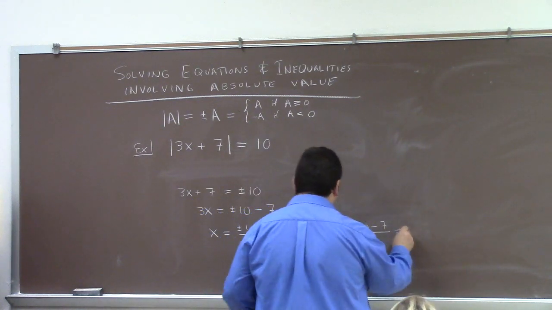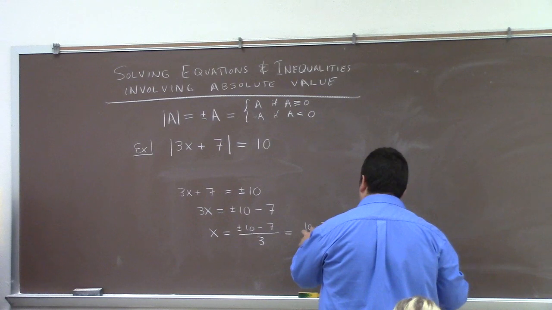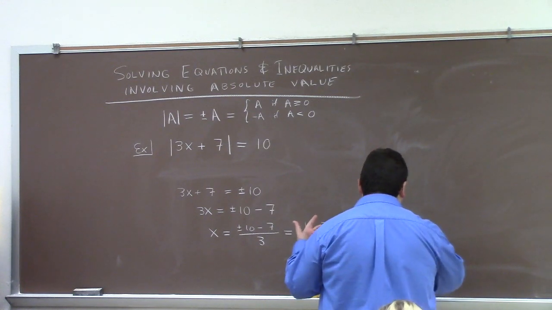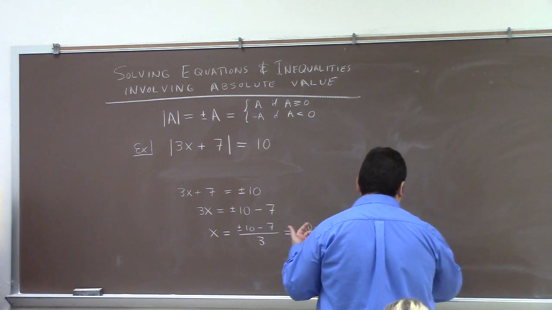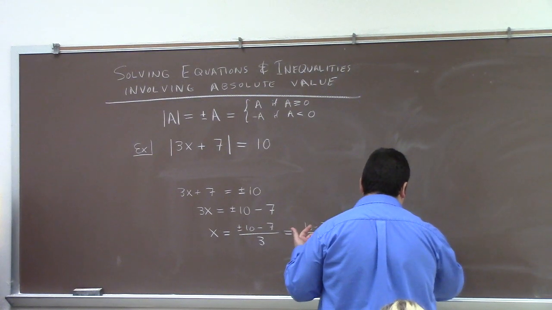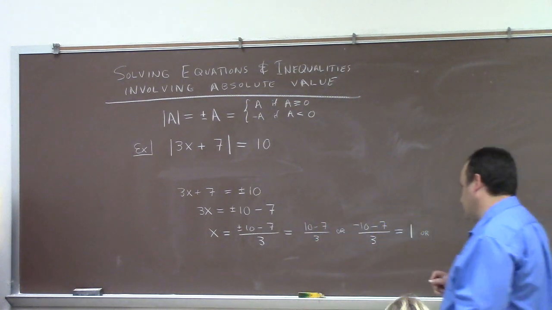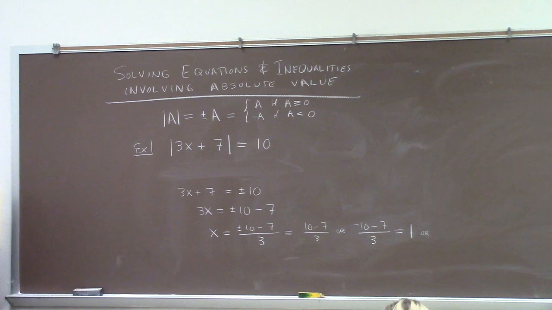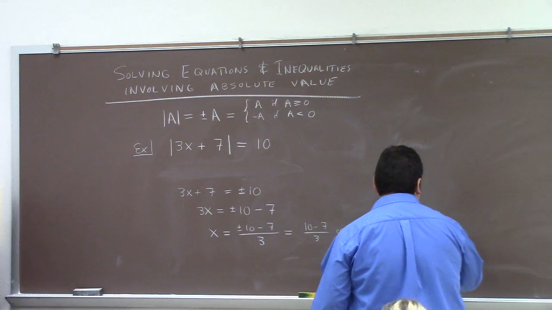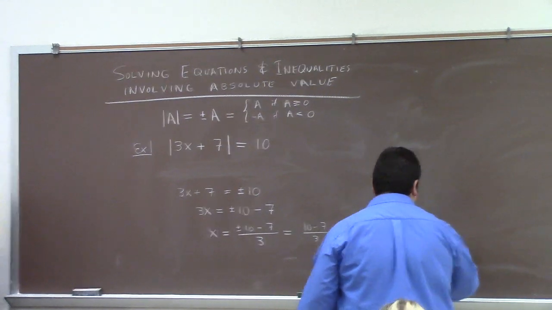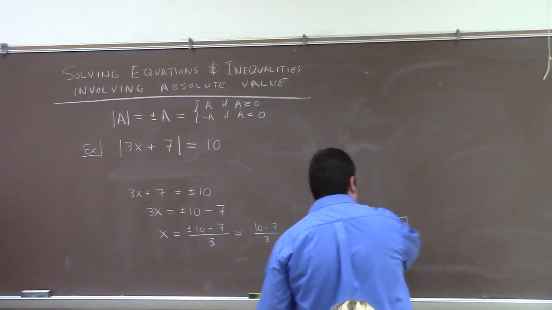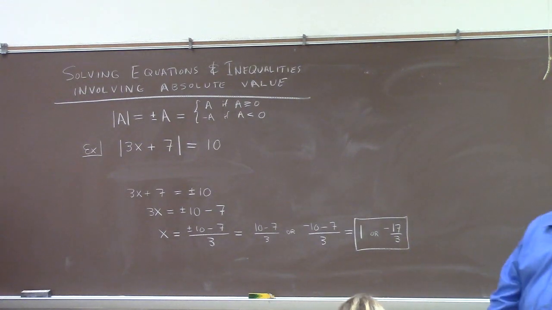In other words, the solutions are, what's 10 minus 7? 3 over 3, 1. Or, what's the other solution? Negative 17 over 3, not so lucky. So it's kind of ugly, but there you go. One of those pesky fractions we were trying to get away from, but it looks like they're here to stay.